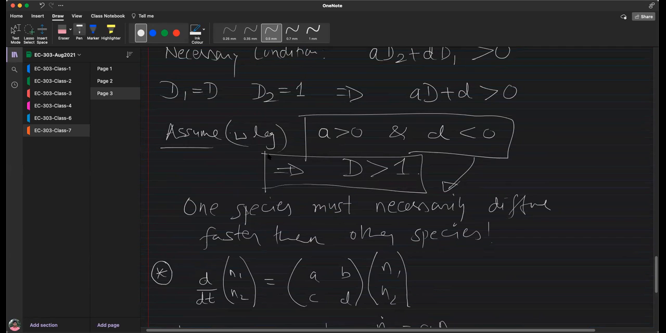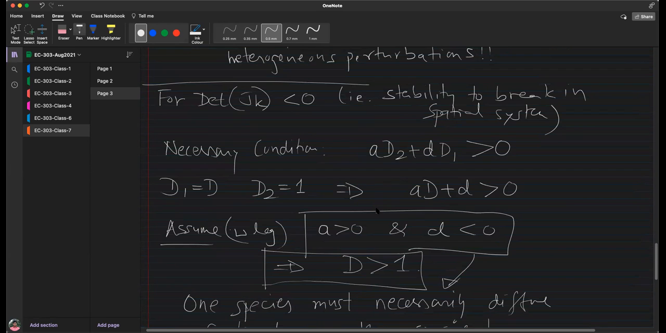Another condition was that D was greater than... What was this D, by the way? Was this D1 or D2? Oh, I think I messed up, huh? D1. Oh, but these two equations are not consistent. Sorry. I have said D1 is D and D2 is equal to 1, but what I wrote was exactly opposite, huh? Right? I should then maybe swap the definitions, huh?